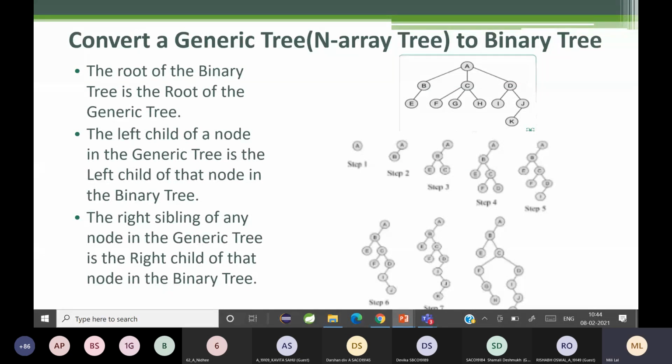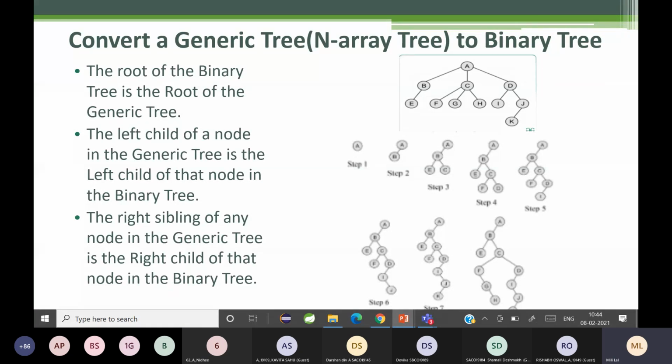समझ में आया क्या? I'll repeat it once again. Step 1. A is going to be the root node itself because a root node of the generic tree is going to be same as that of the binary tree. Step 2 में क्या है? Since A is under reference, the left node or left child of A is going to be the left child of A in binary tree also. So A's left child is going to be B.